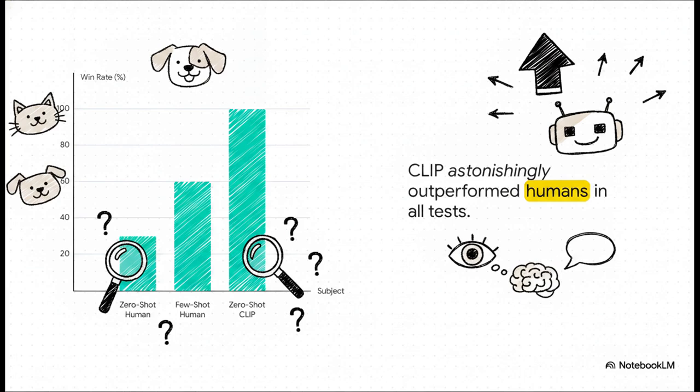Zero-shot CLIP astonishingly outperformed zero-shot humans 100% of the time. And it doesn't stop there. Zero-shot CLIP even beat humans who were given a 1- or 2-shot advantage, meaning the humans actually got to see a couple of examples first. The machine's ability to cross-reference visual features with textual understanding is frankly superhuman in these specific categorization tasks.